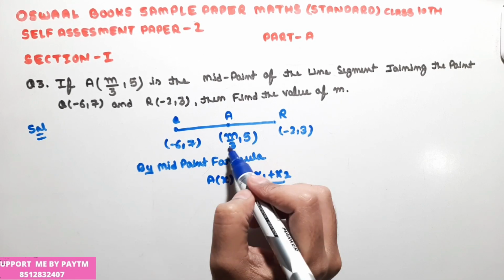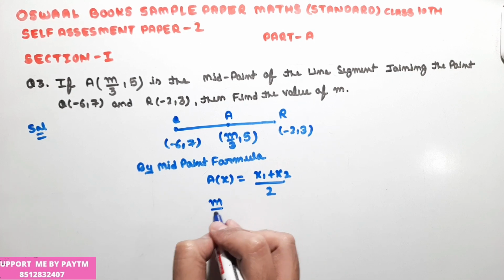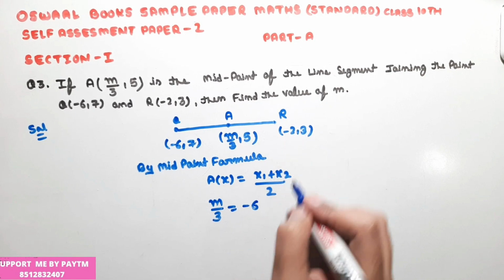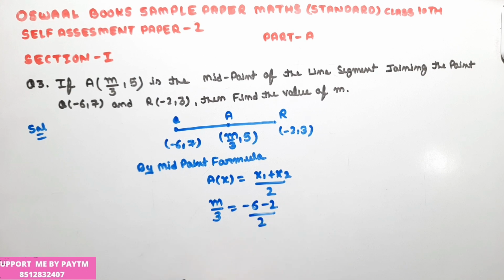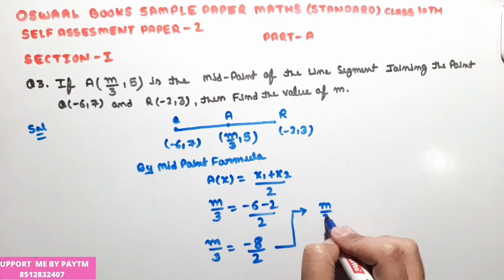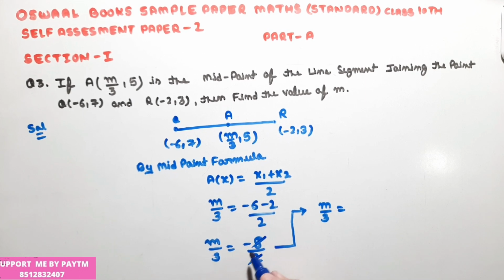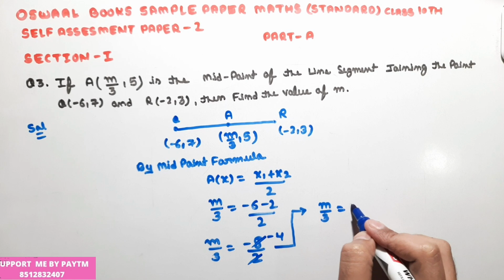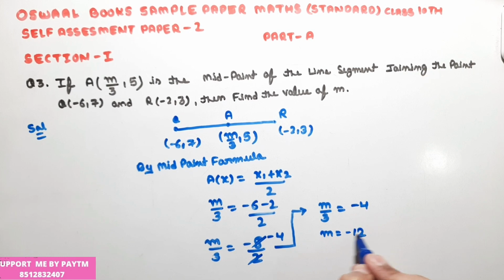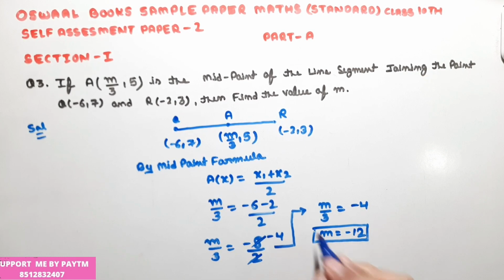We have x coordinate of midpoint m upon 3. So m upon 3 equals x1, which is minus 6, plus x2, which is minus 2, upon 2. So from here m upon 3 will be equal to minus 6 and minus 2, that is minus 8, upon 2. M upon 3 will be equal to minus 4. On cross multiplying, m will be equal to minus 12. So the value of m will be minus 12.